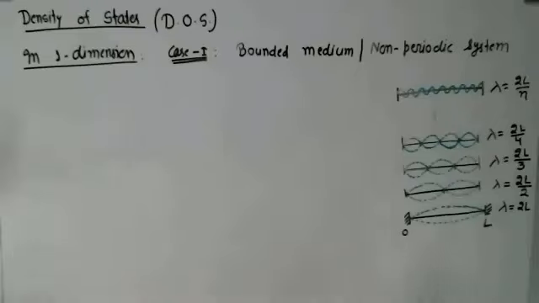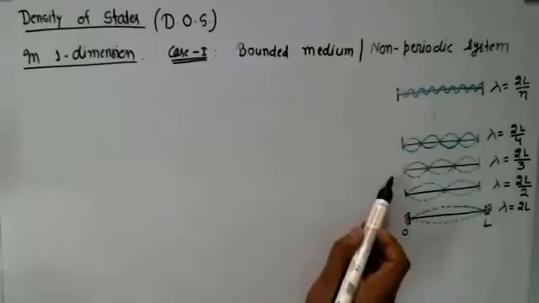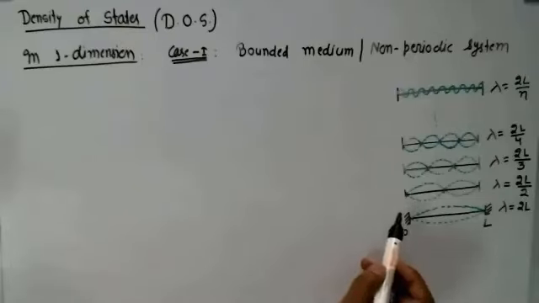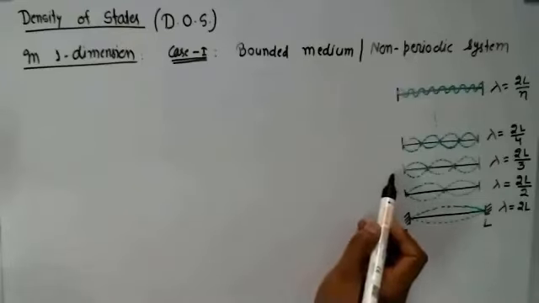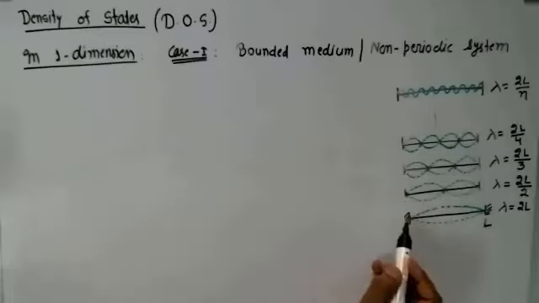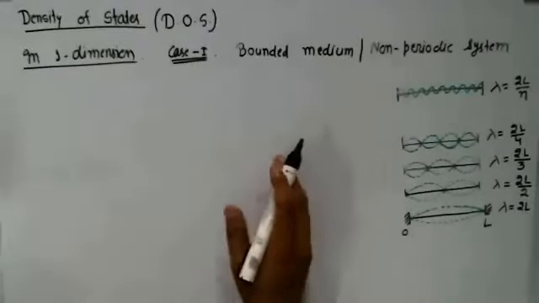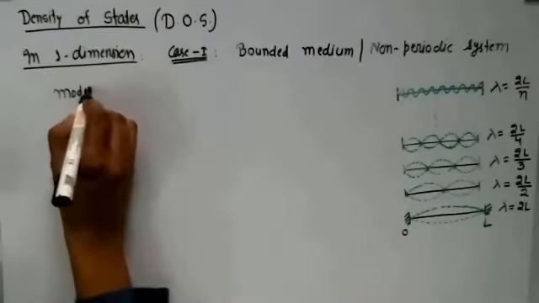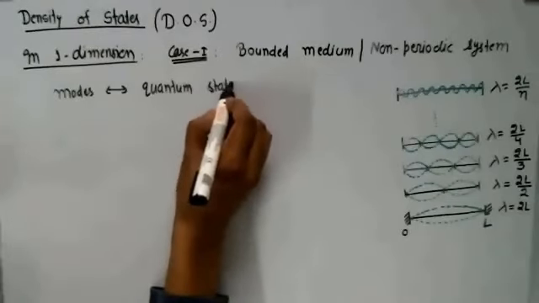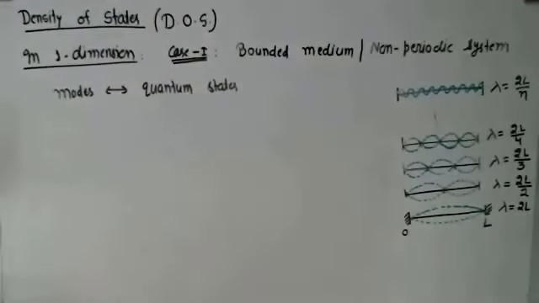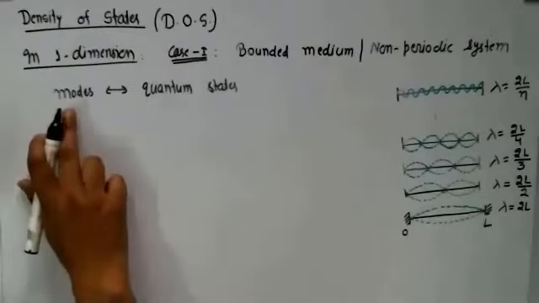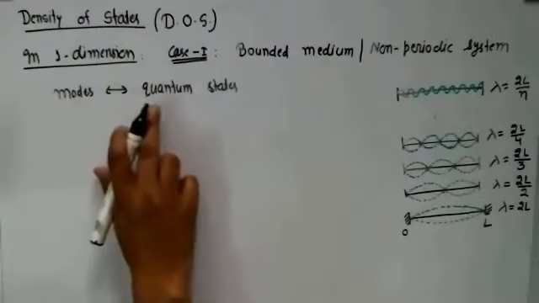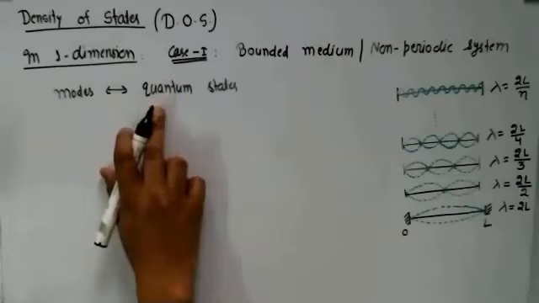So try to understand, in classical mechanics these oscillations are called modes, am I right? First mode, second mode, third mode, am I right? But in the quantum system, these modes are known as quantum states. So I can say modes and quantum states are analogous to each other. Generally, we use the word modes in mechanics, right? But in the quantum system, the same thing we call quantum states.